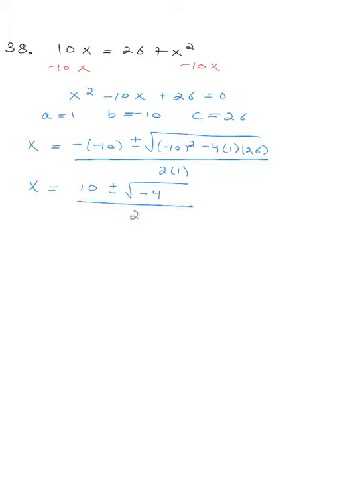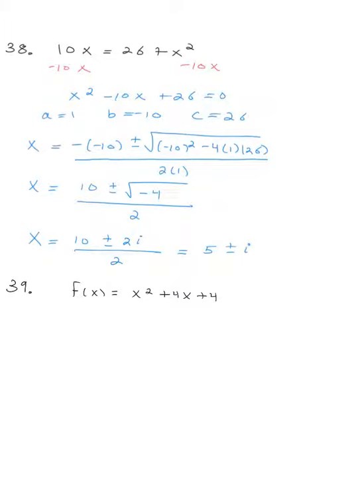All over 2. So here we have another negative, again, under the square root. The square root of negative 1 is the I. The square root of 4 is 2. I can write this as x is equal to 10 plus or minus 2I over 2. Again, I can divide this 2 into both terms in the numerator. This gives me 5 plus or minus I. Those are my two solutions.